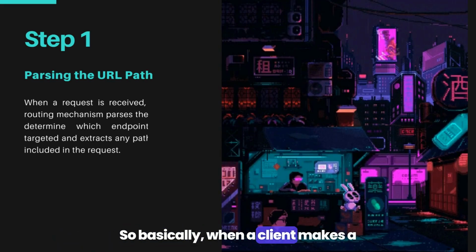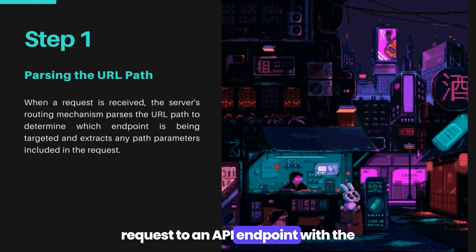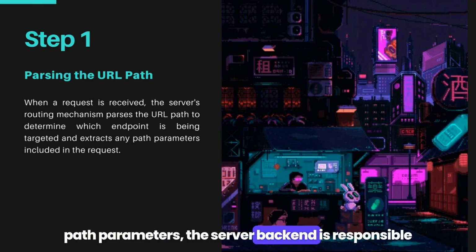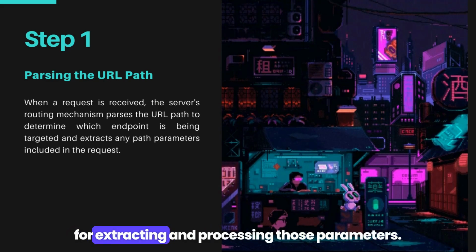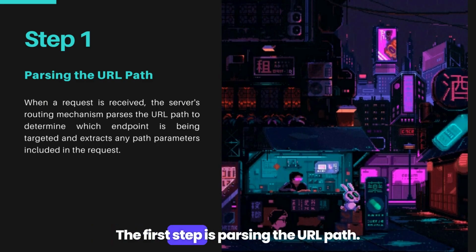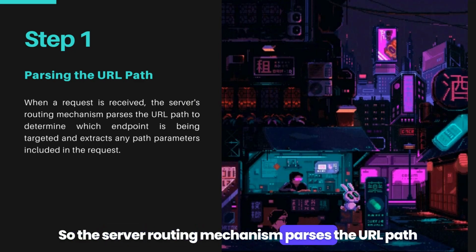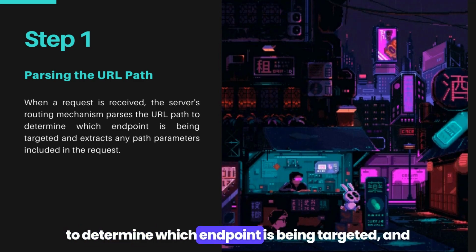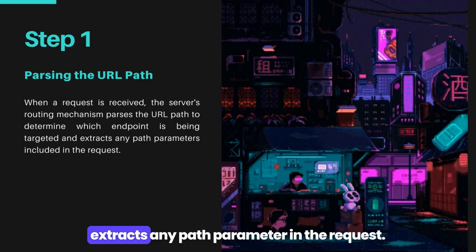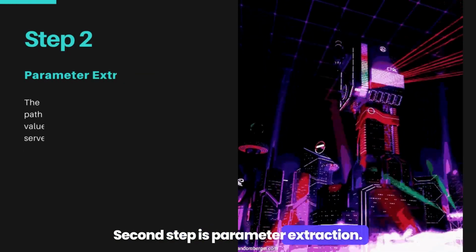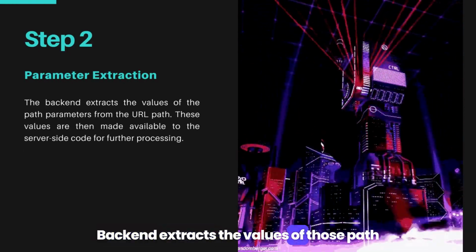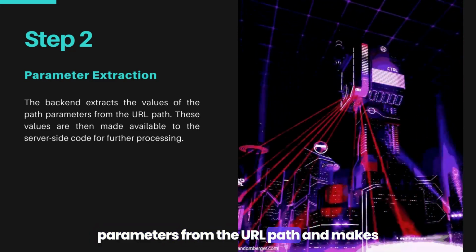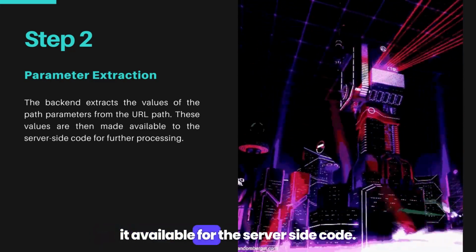So basically, when a client makes a request to an API endpoint with path parameters, the server backend is responsible for extracting and processing those parameters. So this is how it happens. The first step is parsing the URL path. The server routing mechanism parses the URL path to determine which endpoint is being targeted and extracts any path parameter in the request. Second step is parameter extraction. The backend extracts the values of those path parameters from the URL path and makes them available for the server-side code.